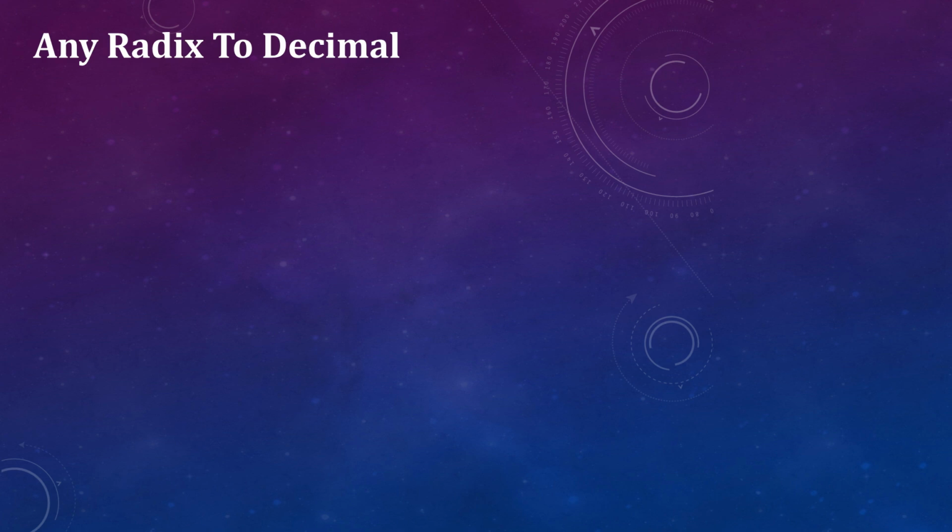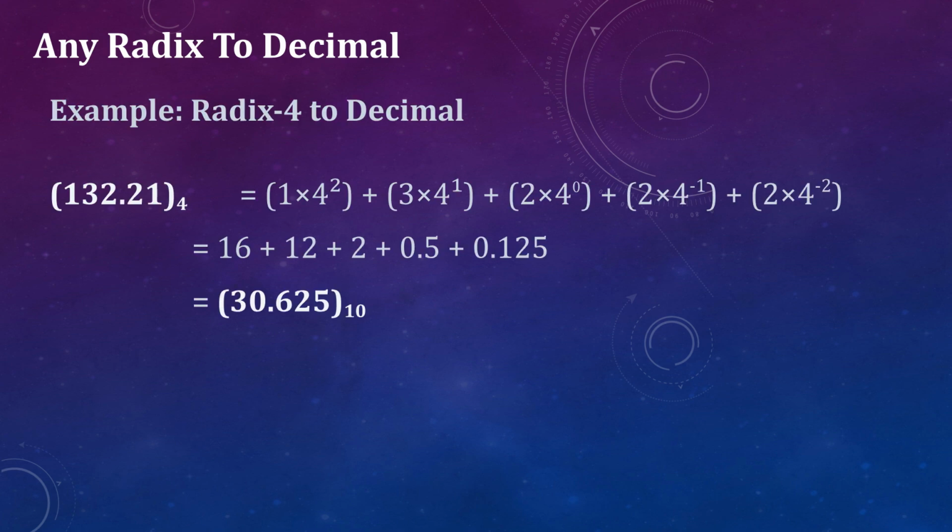The polynomial expansion method can also be used for other radices, such as radix 4. For example, converting 132.21 base 4 to decimal yields 30.625 base 10.